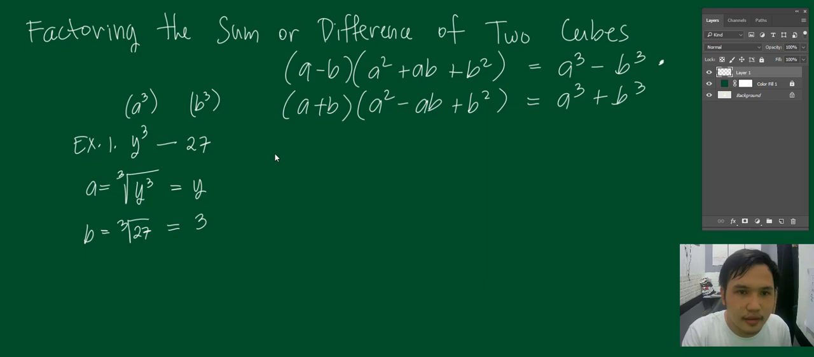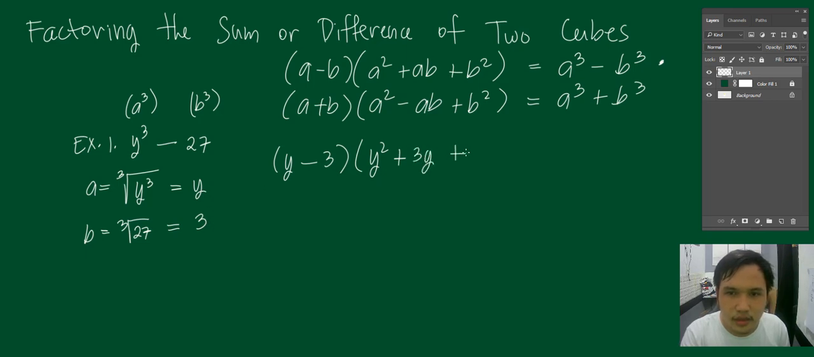Yung a natin is y. Then minus yung b is 3. And then we have a squared. We're going to get the square of y. So y times y is y squared plus the product of a and b. So 3 times y is 3y plus the square of b, which is 3 times 3, that's 9. So ito na yung factored form natin for our binomial, yung y cube minus 27.